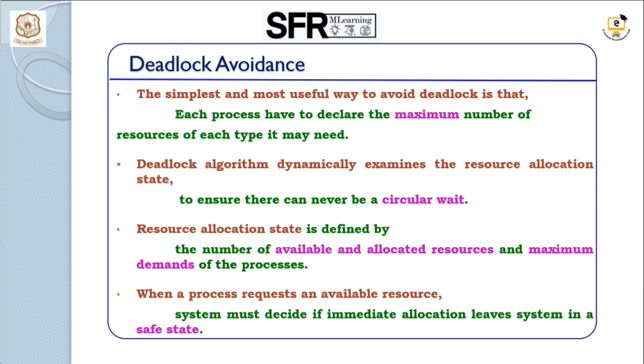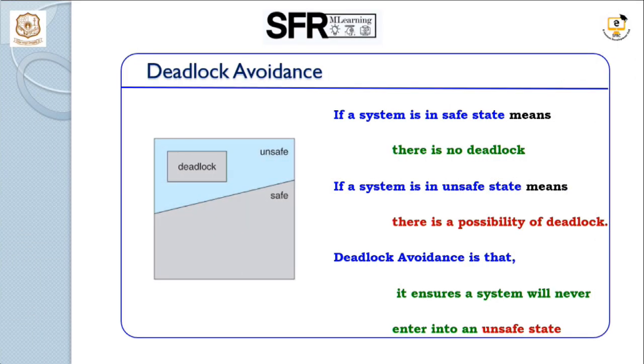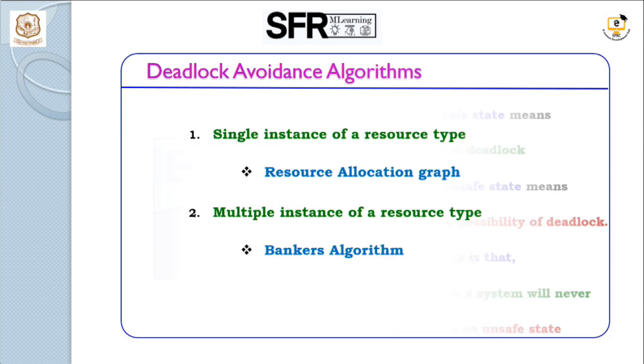At this point we need to discuss what a safe state and an unsafe state are. A safe state is a situation where the system is in good condition, which means there is no deadlock. If a system is in an unsafe state, there is a possibility of deadlock. Now, what is the purpose of deadlock avoidance? It ensures the system will never enter an unsafe state. The objective of deadlock avoidance is to keep the system always in a safe state. To achieve this, we have a few algorithms.